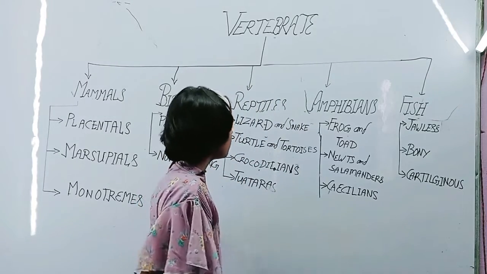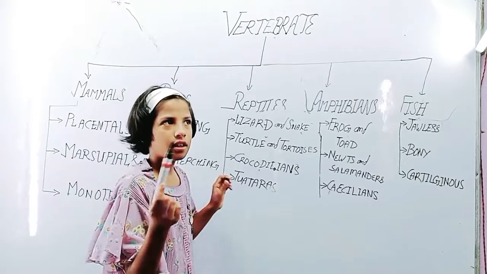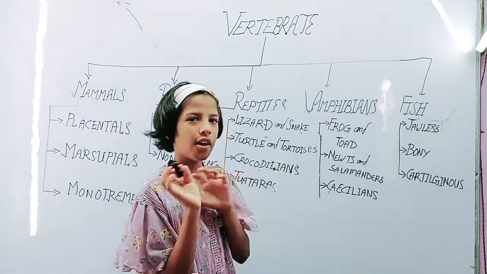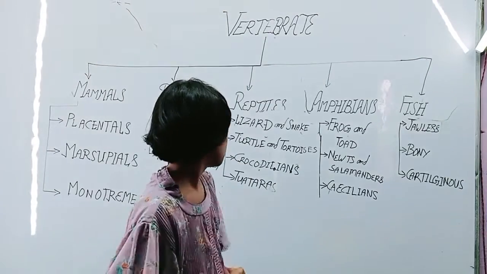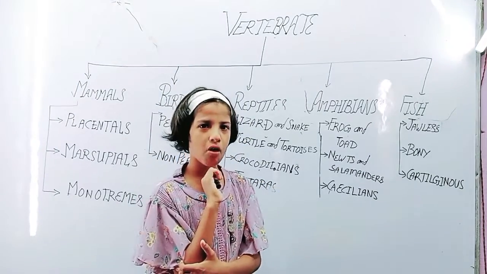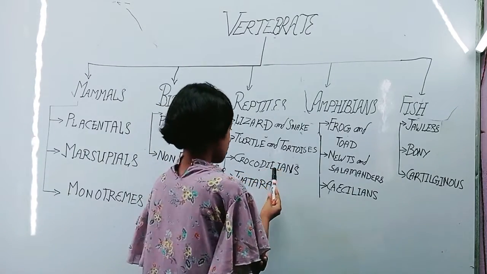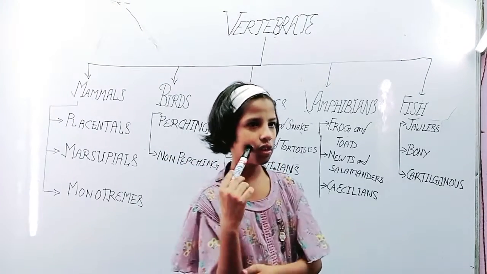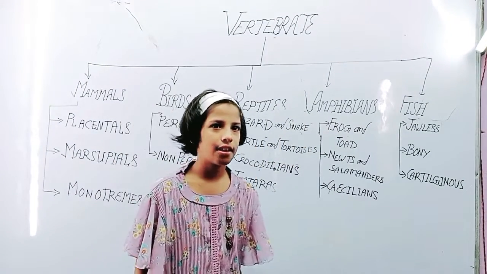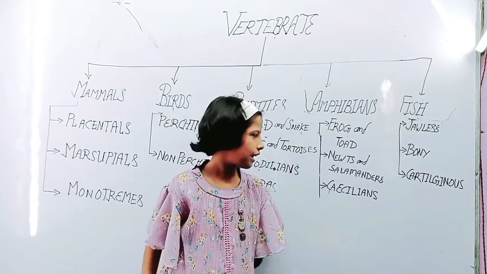The examples of lizards and tortoises are... examples of snakes are, as I don't know much about the lizard types, king cobra and pythons. Turtles and tortoises. Crocodilians. I forgot to tell you about them. Crocodilians are alligators and crocodiles. Tuataras. Tuataras are iguana-like creatures.